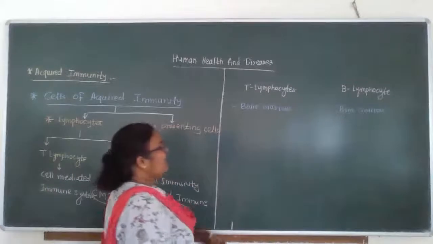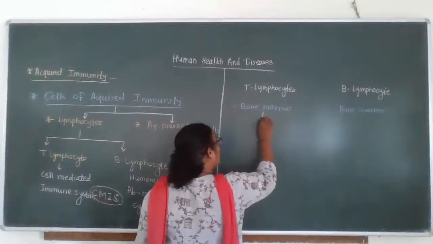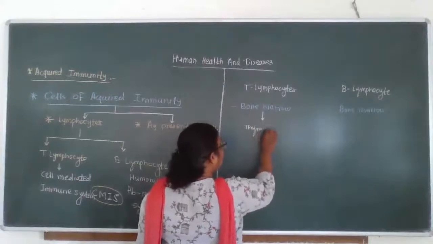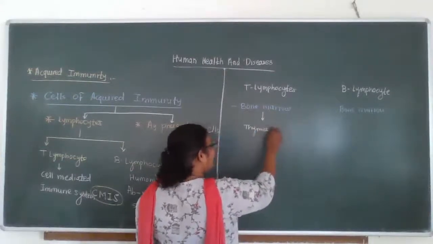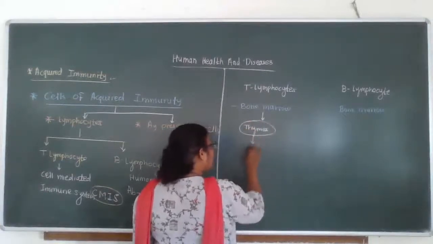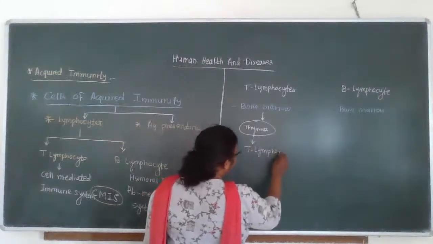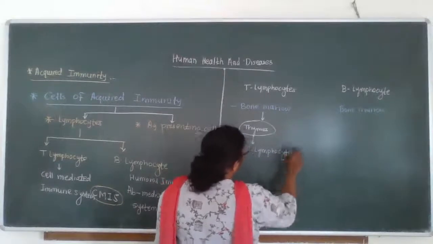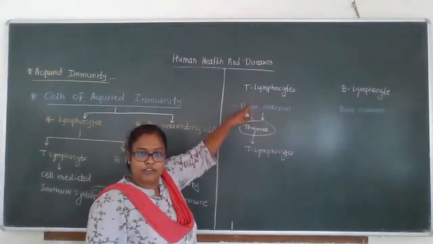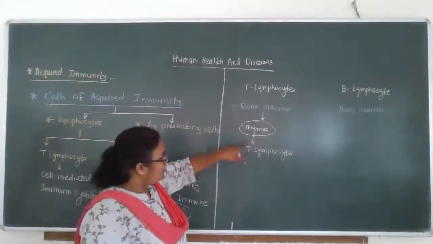T lymphocytes are formed in the bone marrow, but for maturation they go to the thymus. As these lymphocytes go to the thymus and get matured in the thymus, they are named T lymphocytes. Why are the lymphocytes called T lymphocytes? Those lymphocytes which are formed in the bone marrow and get matured in the thymus are called T lymphocytes.